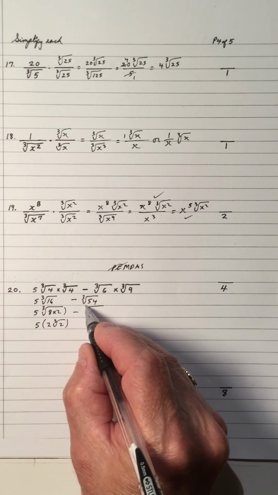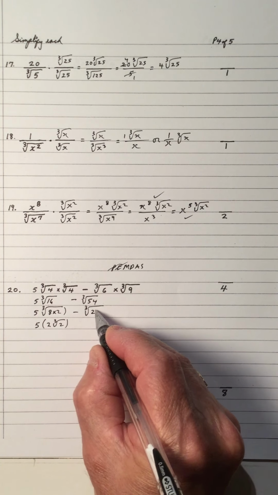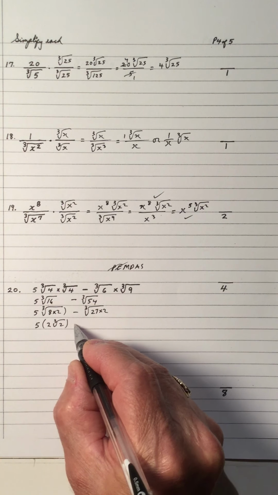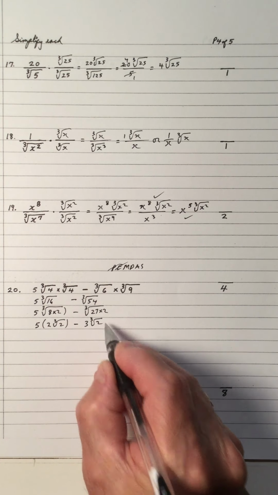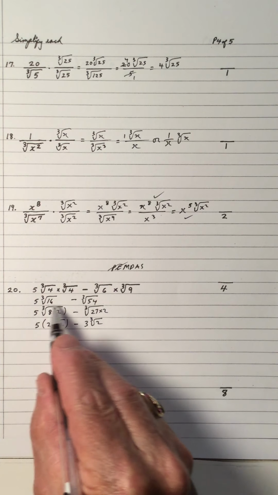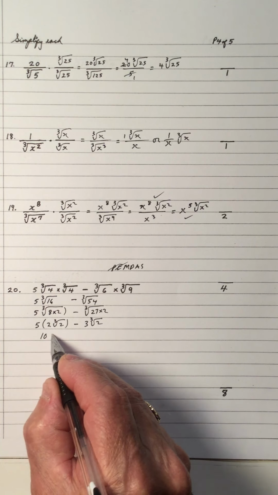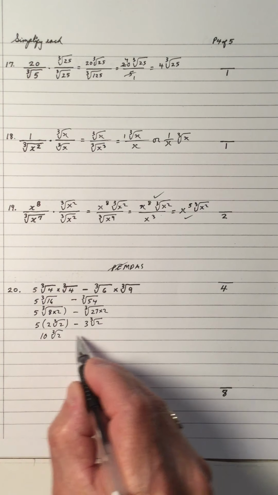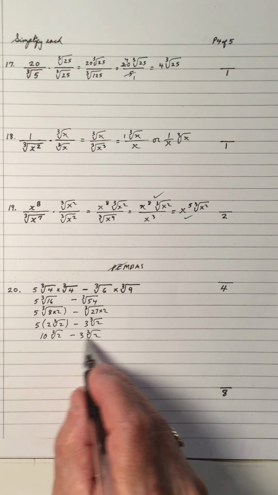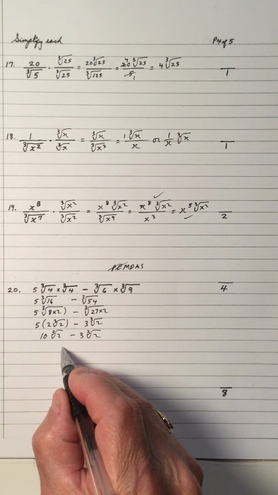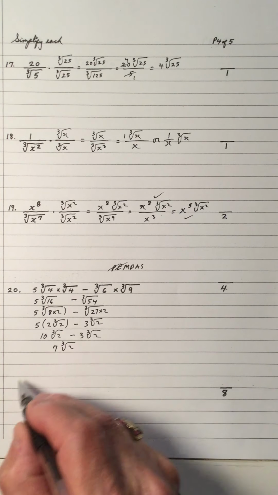And the cube root of 54 is 27 times 2. So that becomes 3 cube root 2. So we have each of these simplified, done. Now we still have to multiply these, so that's 10 cube root 2, subtract 3 cube root 2. And they're the same roots, cube root of 2. So 10 subtract 3 is 7.